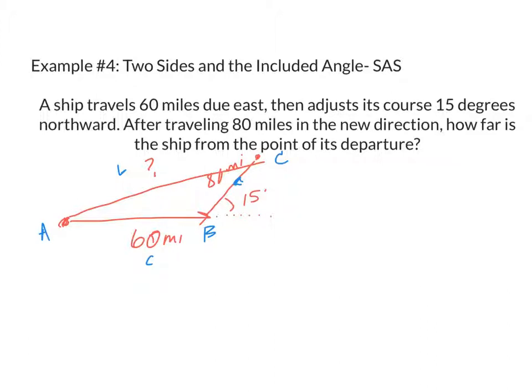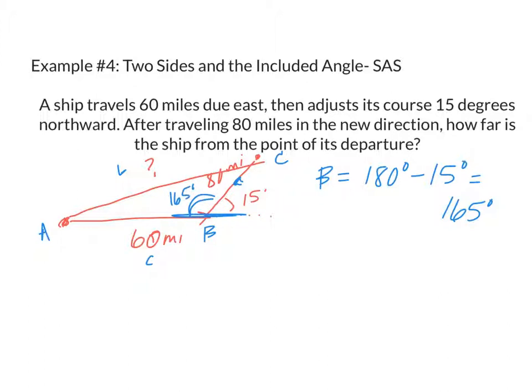Before we start applying our formula, you have to understand that this portion here is a supplementary angle. These two angles here, this and the 15 that we were given, are supplementary. So to find the actual angle B, we would do 180 minus the 15 degrees, and that would give us 165 degrees. So this here is 165 degrees.